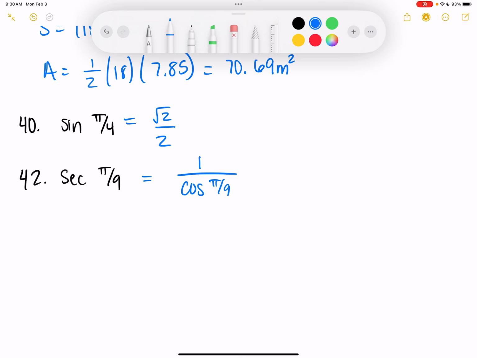So, I was in degree mode. So always check your mode first, because it'd be really unfortunate to get a problem wrong just because you're in the wrong mode. So remember, we look at mode. We go down here. Want to make sure radian's highlighted in this particular case. And then we do 1 divided by the cosine of pi over 9. And I get 1.06. And there's no units on one like that.